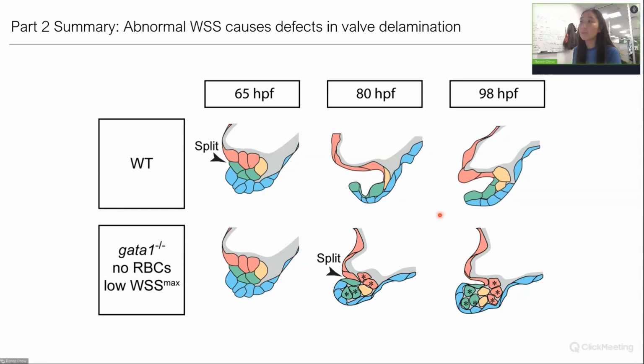So to summarize, in the wild types, you have this layer of cells separating from this layer of cells to give rise to these very simple two-cell thick valve leaflets. And these cells at the base, they proliferate to give rise to valve interstitial cells. In the GATA1 mutant, where you have no red blood cells and lower wall shear stress, the lamination is delayed. And when it does happen, some of these cells get stuck inside the cardiac jelly and they proliferate, and you end up having these thick hyperplastic valve leaflets.